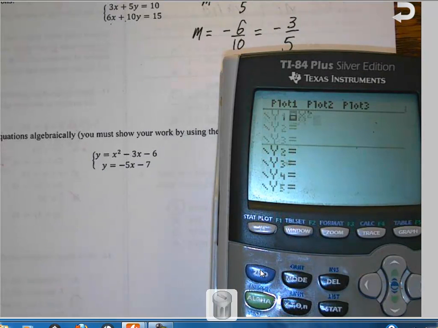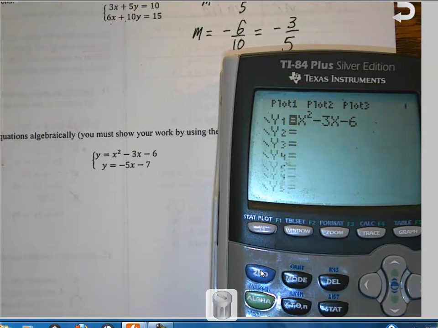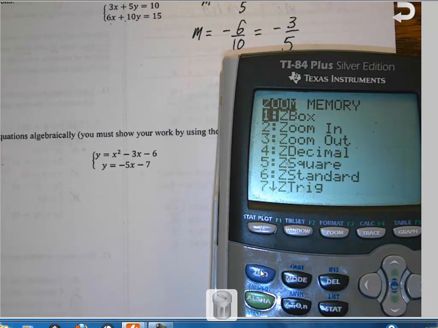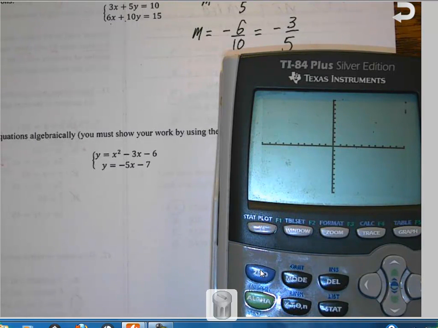So you've got x squared minus 3x minus 6, and then you've got negative 5x minus 7. Again, sometimes it's helpful to have a roadmap. In this case, there were no restrictions on the domain, and so we probably want to set our window to something normal. So we did the zoom standard.